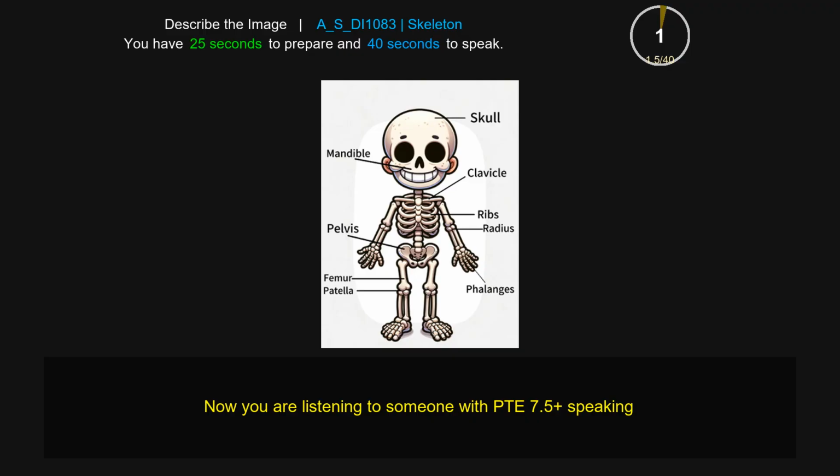The image gives the information about the skeleton of the human body. It provides information about the clavicle, ribs, radius, and phalanges. Firstly, it provides a detailed discussion about the mandible and also about the pelvis and femur with patella. Moreover, it provides a detailed explanation about ribs, radius, and clavicle.